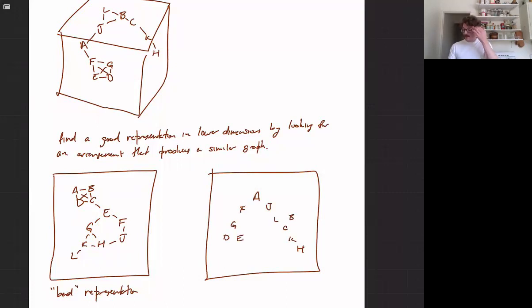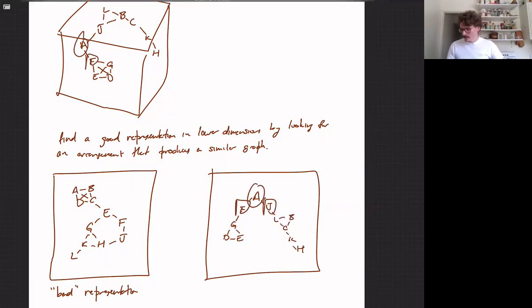So if we have some representation like this, and we do the same thing and draw edges between points that are close together, how good is this representation of our data? Well, in this case, we look at A, and it's connected to F and J. And in this graph, A is also connected to F and J. So it matches exactly. That's what we want.